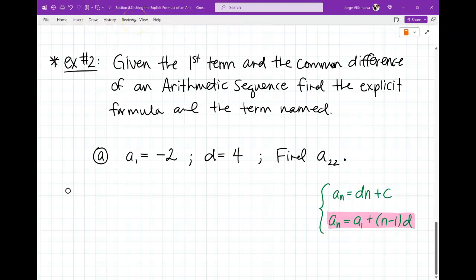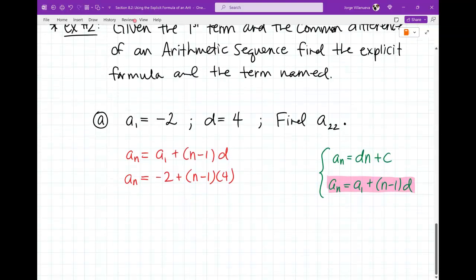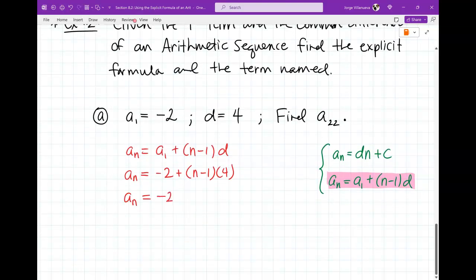So here we go. Let me write it out. A sub n is equal to a sub 1 plus n minus 1 times d. A sub n is equal to negative 2 plus n minus 1, and d is 4. Now, I want to make this formula look like the alternate form, so I'm going to distribute it. I'm going to work it out so I can make it look like y equals mx plus b, kind of, right? So let me distribute. So I get a sub n is equal to negative 2 plus 4n minus 4. Because I just distributed the 4 into that parentheses, right? 4 times n, 4 times negative 1.